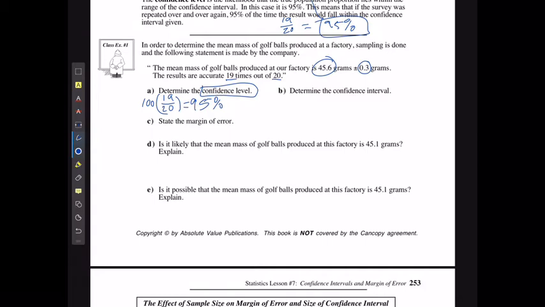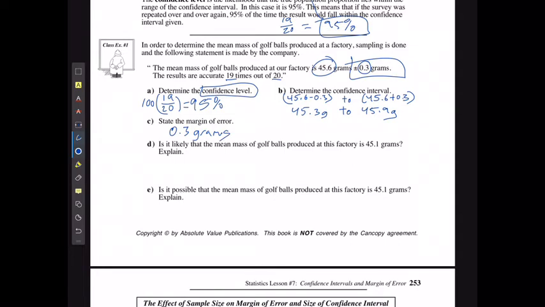If I'm determining the confidence interval, I'm going to say that on the left, it's going to be 45.6 minus 0.3. And that's going to go all the way to 45.6 plus 0.3. So I'm going to say that's going to be from 45.3 grams to 45.9 grams. That is the area in which it is going to fit. What is the margin of error? Well, the margin of error is that plus or minus 0.3 grams. The margin of error is 0.3 grams.